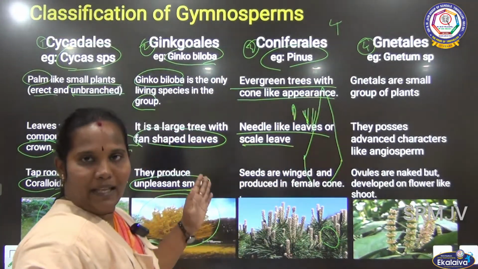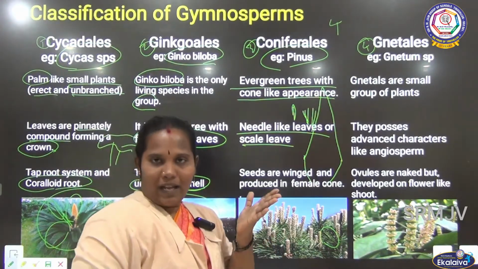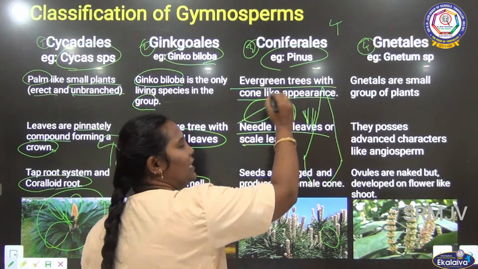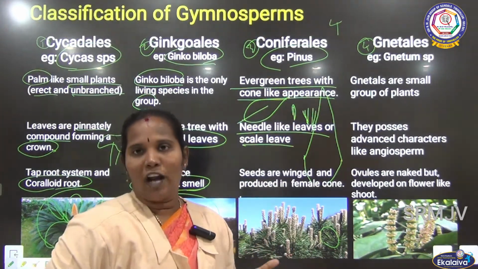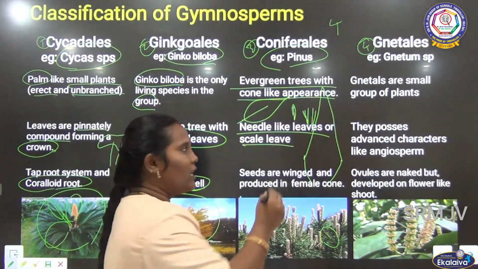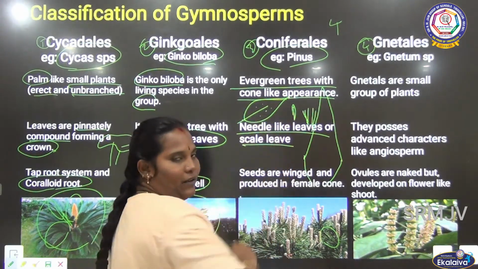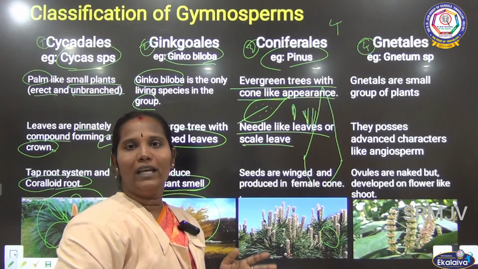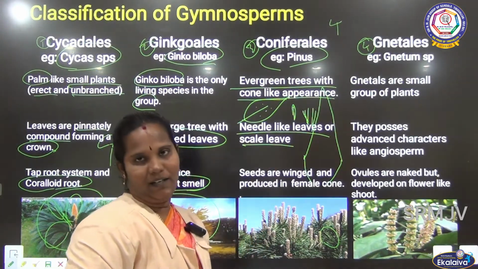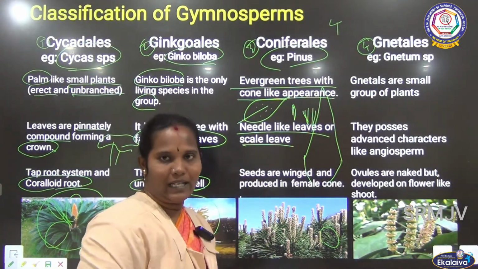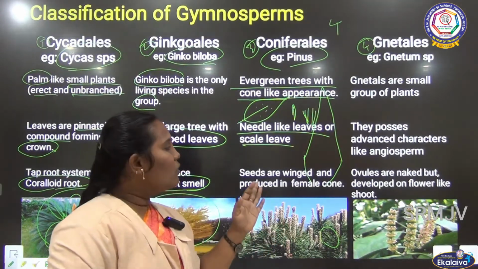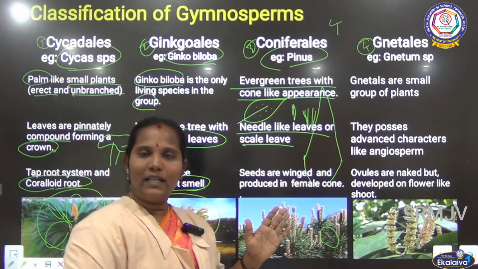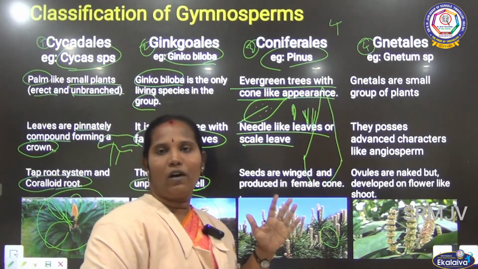Why are they looking like this, with needle-like leaves? If the leaf is broad, it has stomata, the tiny pores on the leaf, and then they will lose a lot of water. That's why they have needle-like leaves, as well as a cone shape, because they grow in cold regions.